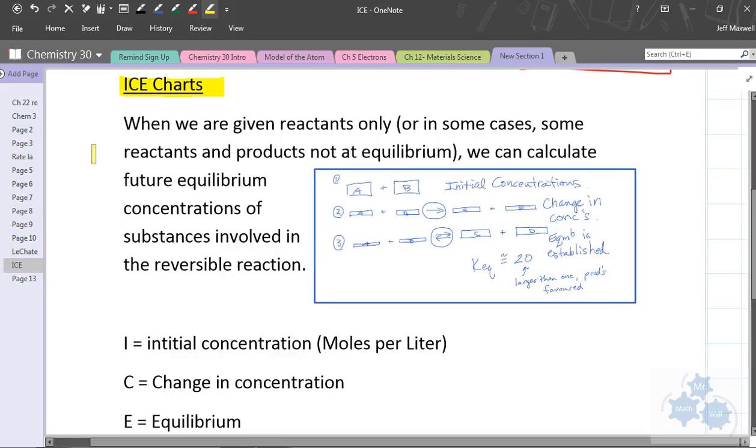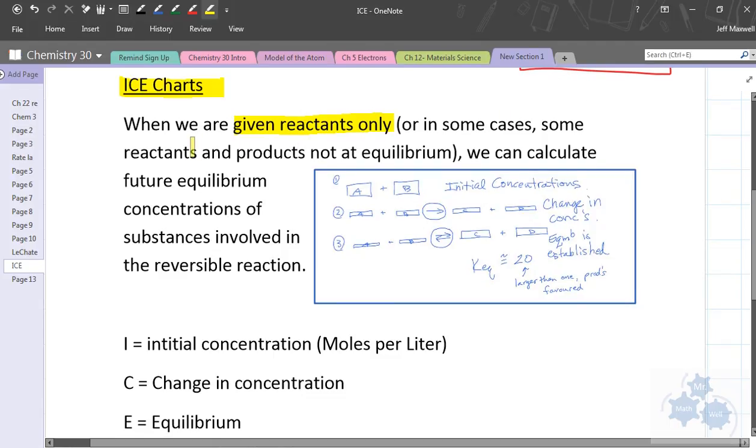So let's just read through the notes here. When we're given reactants only, this is what the situation is here. We're given reactants only, or in some cases we're given some reactants and some products, but they're not at equilibrium yet. Then what we're going to be able to do with this method is calculate future equilibrium concentrations of all the substances involved in the reversible reaction.